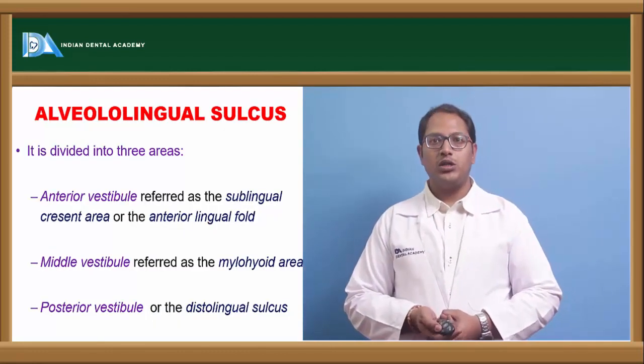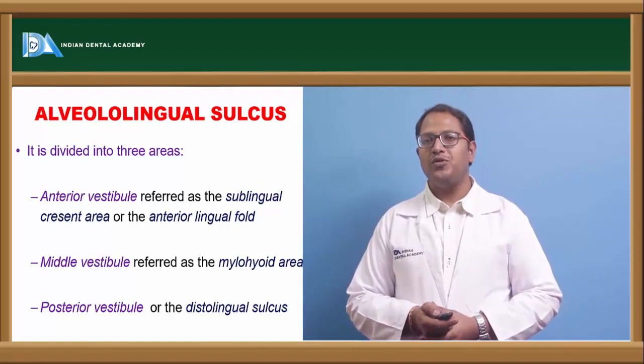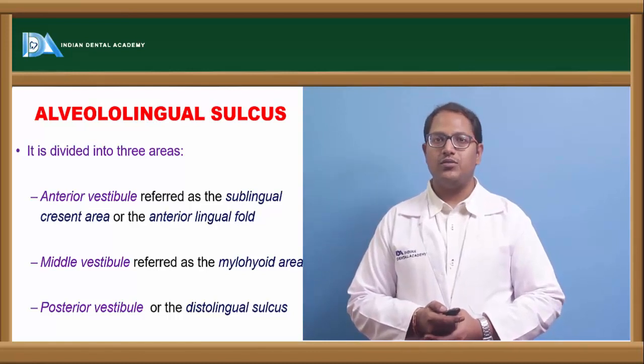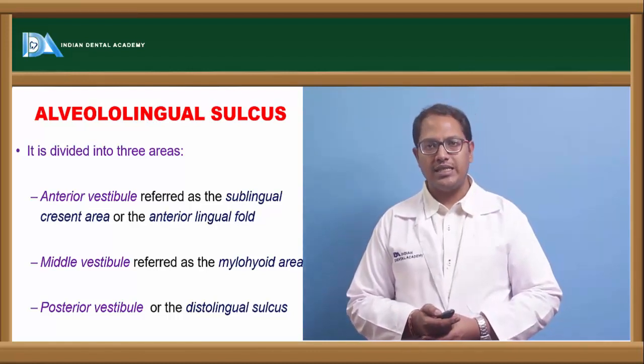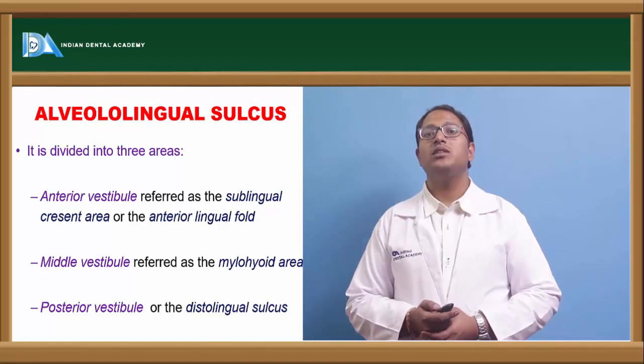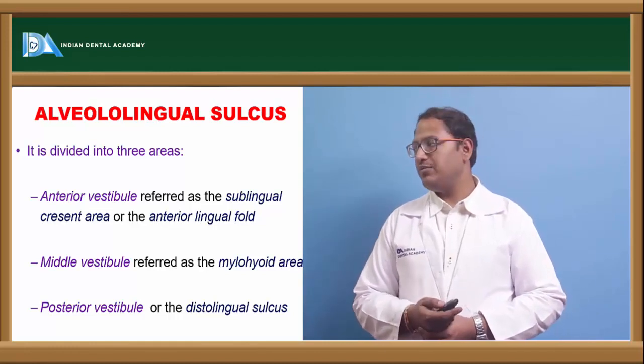Coming to the most important section of the mandible, that is the alveolingual sulcus. Very confusing, very interesting as well. Alveolingual sulcus. What is the extension? Where is it extended? Why is it there? How much should we keep it, how much should we record within that? Many questions come up when the alveolingual sulcus comes into the picture.